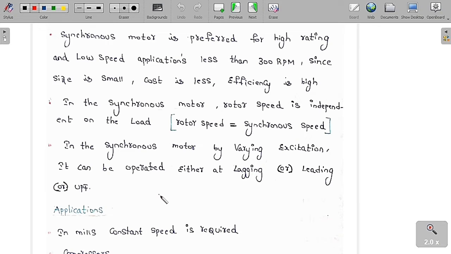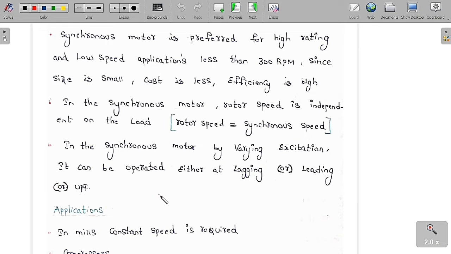So finally, I am going to conclude the basic differences between the induction motor and the synchronous motor. The single phase induction motor is also not a self-starting motor, so if you want to start it, we have to keep the auxiliary winding. Also, the induction motor is used only for high speed applications. For the induction motor, whenever you increase the load, the rotor speed will always decrease, and the induction motor always operates only at the lagging power factor.